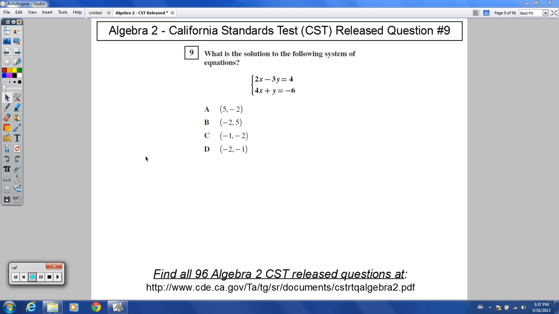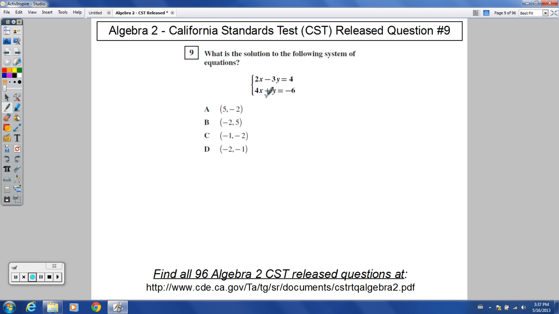Hello and welcome to release question number 9 for the Algebra 2 CST. It says, what is the solution to the following system of equations? We've got 2x minus 3y equals 4 and 4x plus y equals negative 6. I haven't shown you substitution yet. I'm going to show you two ways to do this one.